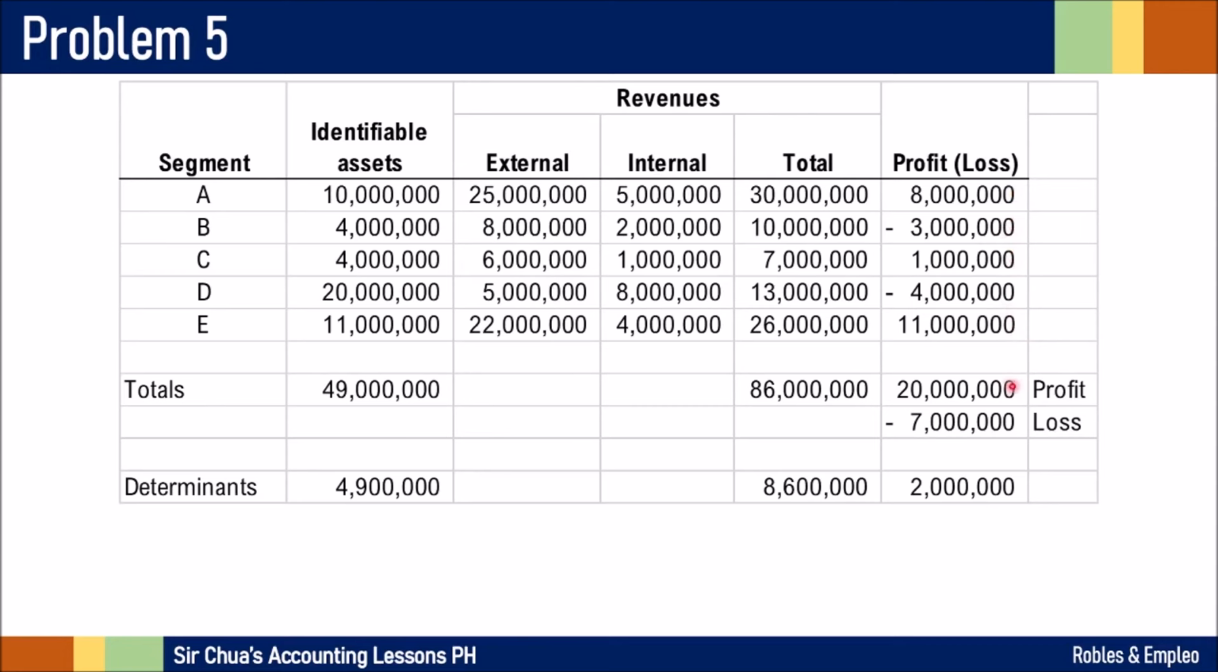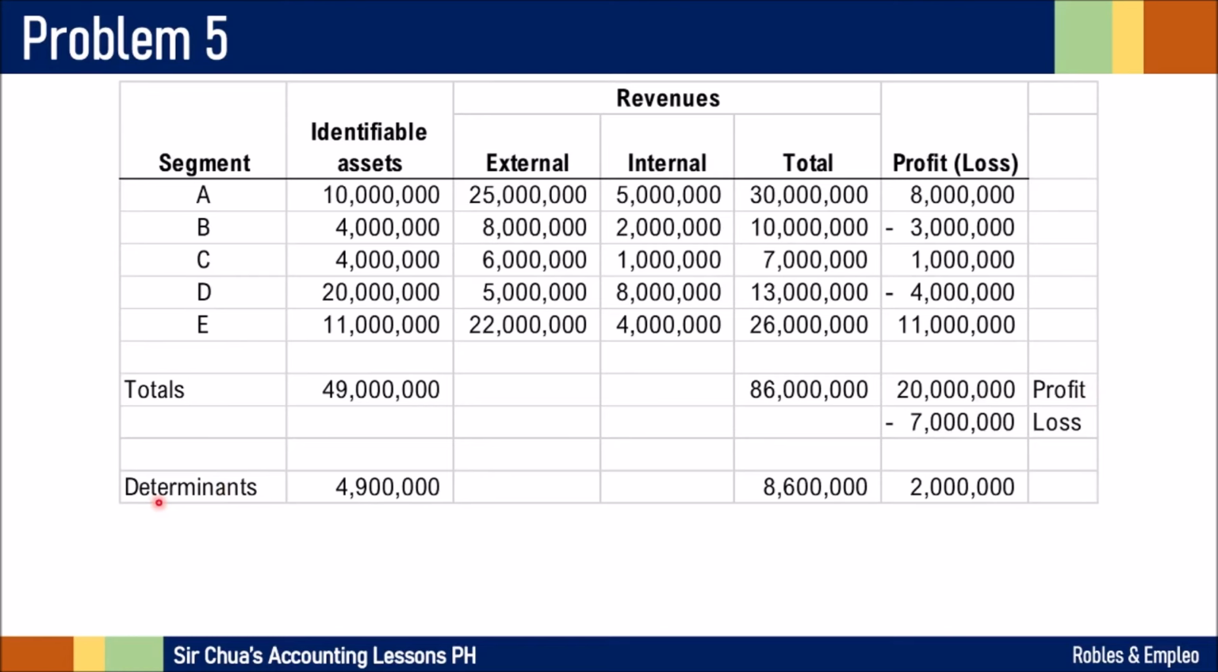3 and 4 is 7. So, meron tayong profit na 20 million and loss na 7 million. Get at absolute value kung ano yung mas malaki. 20 versus 7, you get 20. Okay? So, ito po yung susundin natin, yung 20 million.